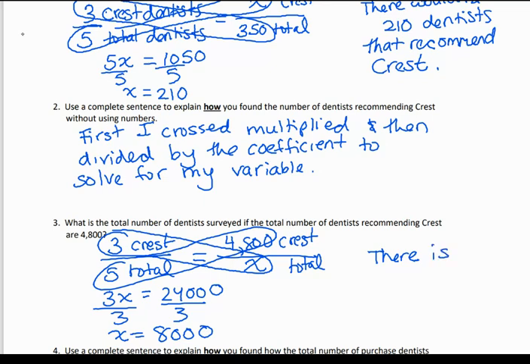So there is a total of 8,000 dentists, or like you said, Moses, dentists surveyed, if you'd like. But the total is what's important. We don't want anything with Crest involved here. We knew Crest. That was 4,800. Okay?